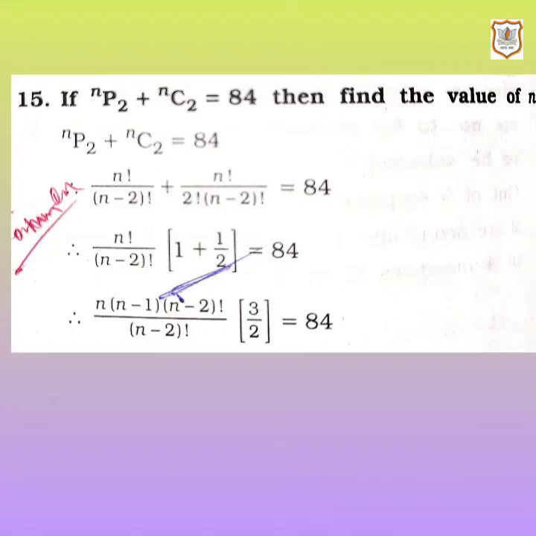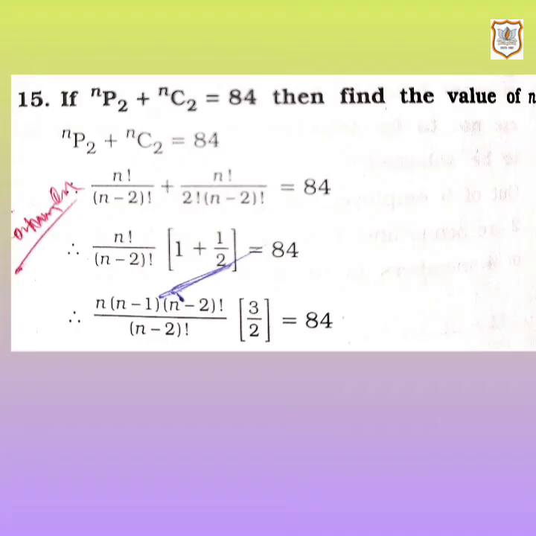Let's read sum number 15. If nP2 plus nC2 is 84, then find the value of n. Here in the question it is given nP2 plus nC2 is equal to 84. We have to find the value of n. So nP2 can be written as per permutations formula, that is n factorial upon n minus 2 factorial, plus nC2 can be written as combinations formula, that is n factorial upon 2 factorial into n minus 2 factorial, is equal to 84.